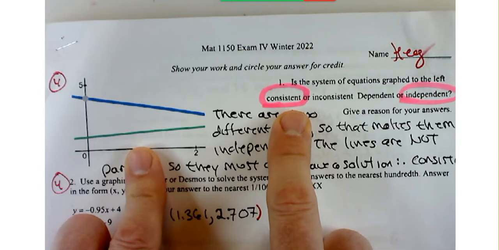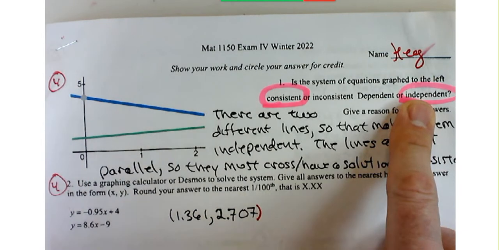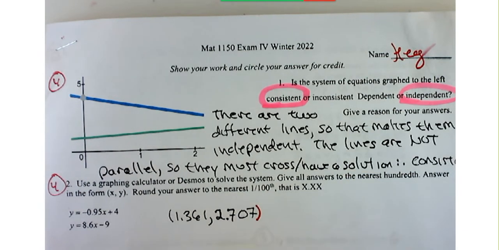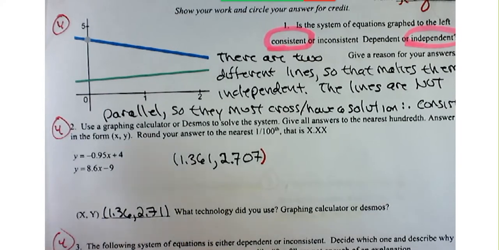So this is going to be consistent. And it's independent because the lines are different lines. So yay. Boy, I'd like to spend a lot more time on this than we've got. Let's see. Other things, consistent, dependent.